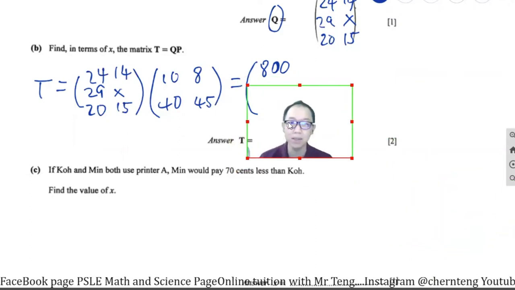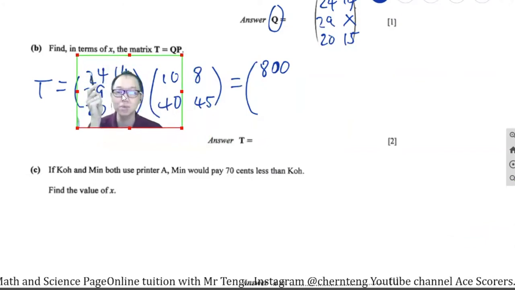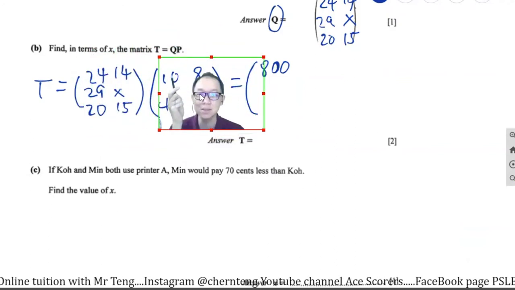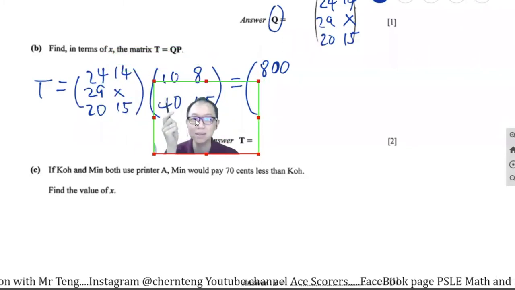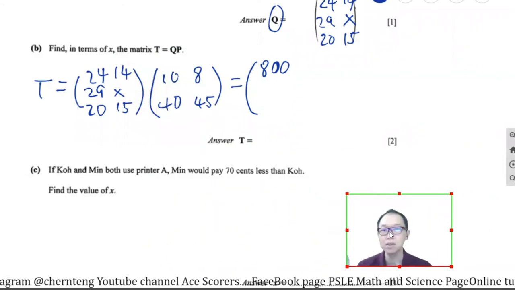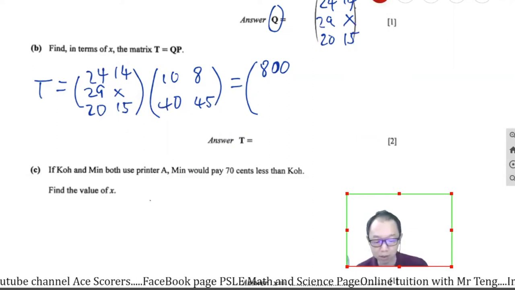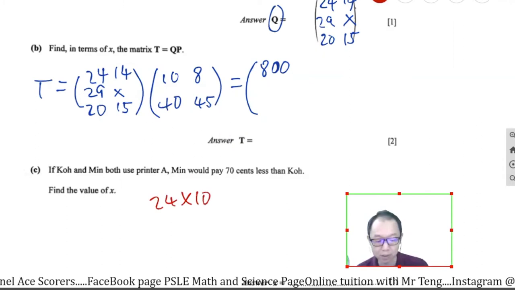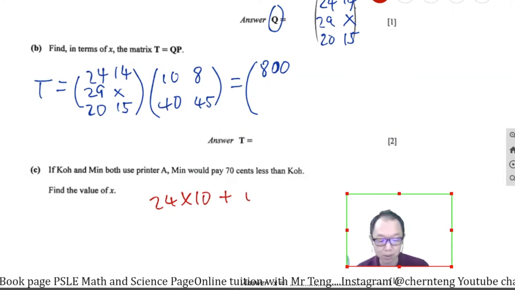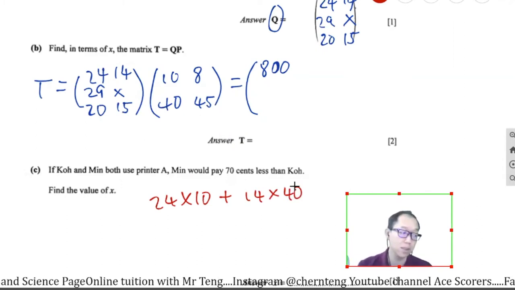How to get 800? You gotta take 24 times. Okay, we say row one column, all right? So we take this times this plus this times this. Okay, I'm just gonna write out separately. What does it look like? Okay, so it's 24. This is separate working. Okay, so you know what I'm talking about. 24 times 10 plus, so row times column, plus 14 times 40. Okay, that is how we get 800.